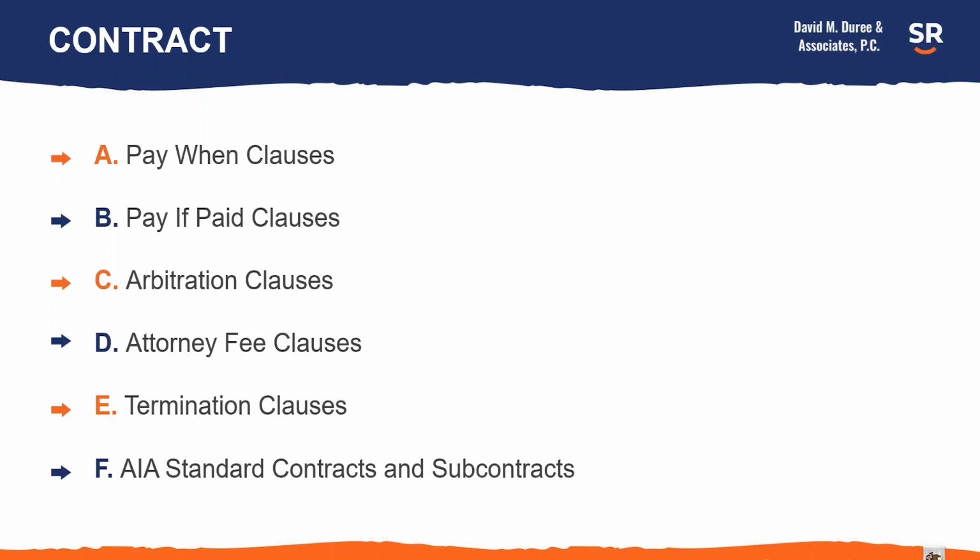Attorney fee clauses are important because they provide the leverage to whichever party has the superior position. The other side might be required to pay not only the attorney's fees of that party, but for the party opposing them. Termination clauses are important for anytime you have to resolve your contract one way or the other. And then the AIA standard contracts and subcontracts, which most of you are probably familiar with, have a lot of these terms built into them.